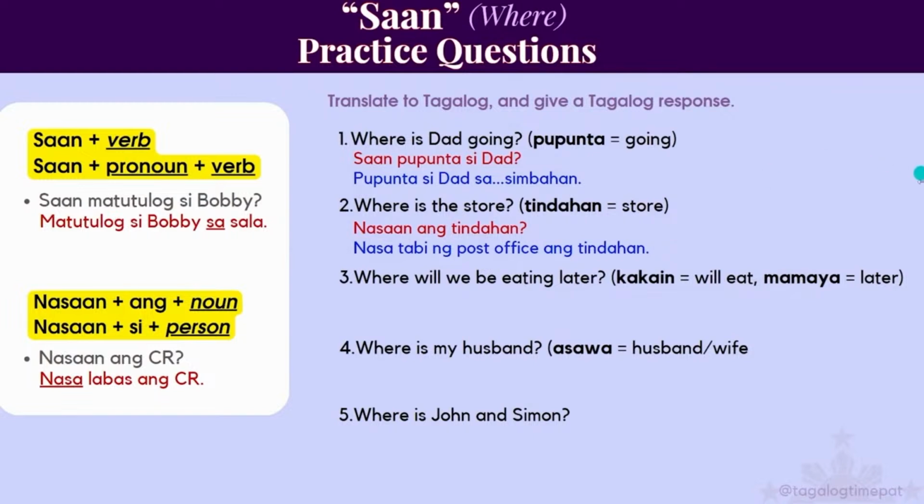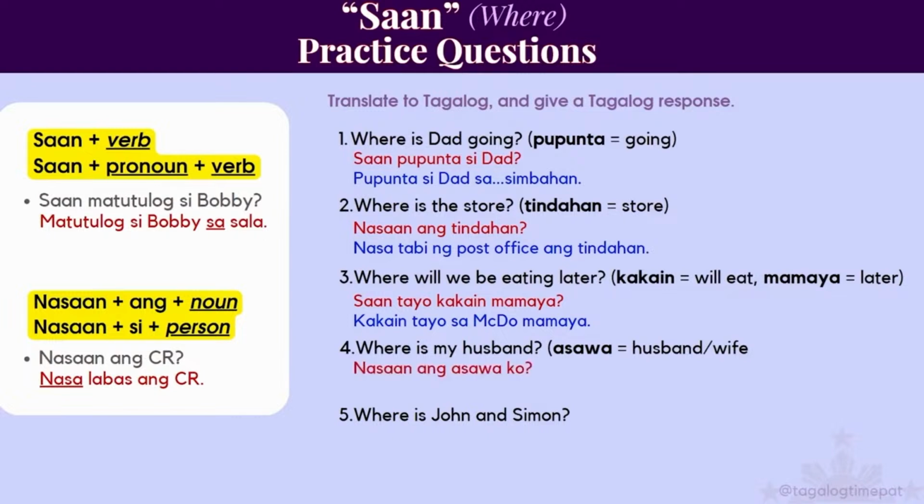Next, where will we be eating later? Kakain means will eat. Mamaya means later. Saan tayo kakain mamaya? So we have to use saan because we are talking about an action. Where will we be eating later? And then the pronoun just goes right after the question word. Saan tayo kakain mamaya? Your response, kakain tayo sa McDo mamaya. We're gonna eat at McDonald's later. You ready? Let's go. You pay. Kakain tayo sa McDo mamaya.